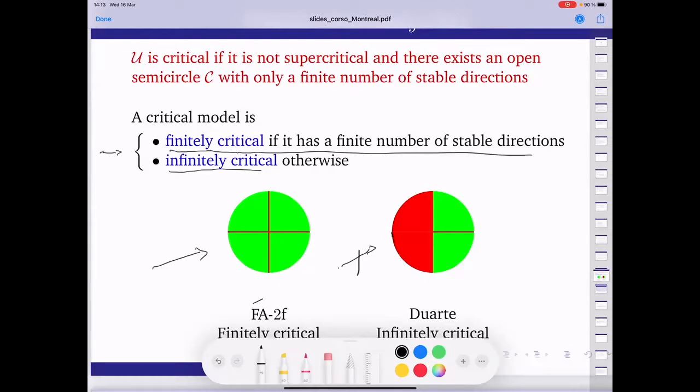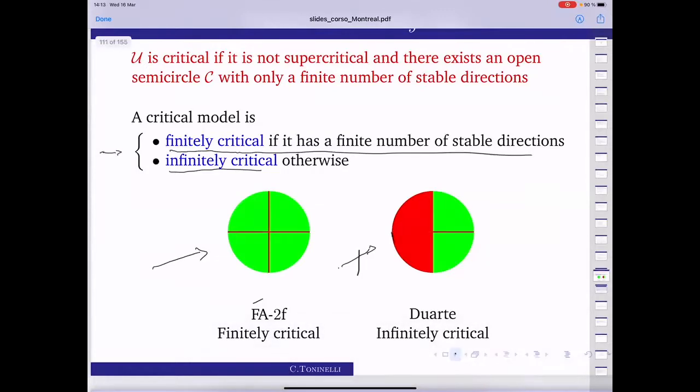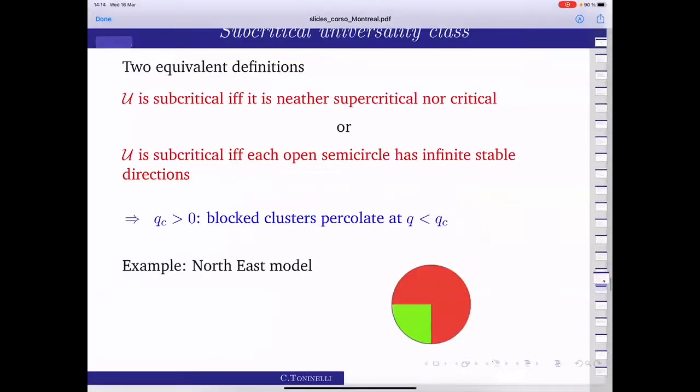So finitely critical and infinitely critical correspond to having a finite number or an infinite number of red directions. The last case is the case of everything else. Everything else meaning every rule such that for any semicircle which I can pick on the plane, this semicircle contains an infinity of stable directions. So in any semicircle which I can look at, there is a red sector, so an infinity of stable directions. And this is the case, for example, for the northeast model.